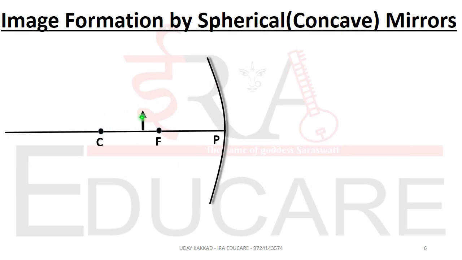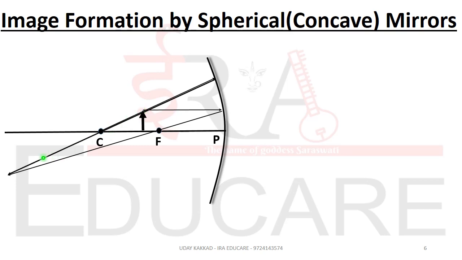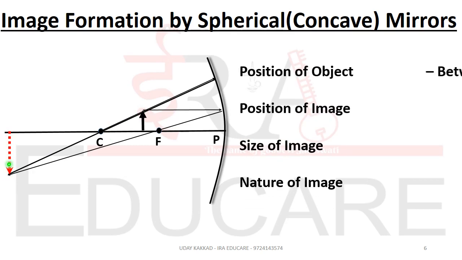Right? You can see that this is the object between C and F. This is the parallel ray, right? Passing through the focus, and this is the ray passing through the C. So you see that this is meeting here, right? So here your image will be formed, right?